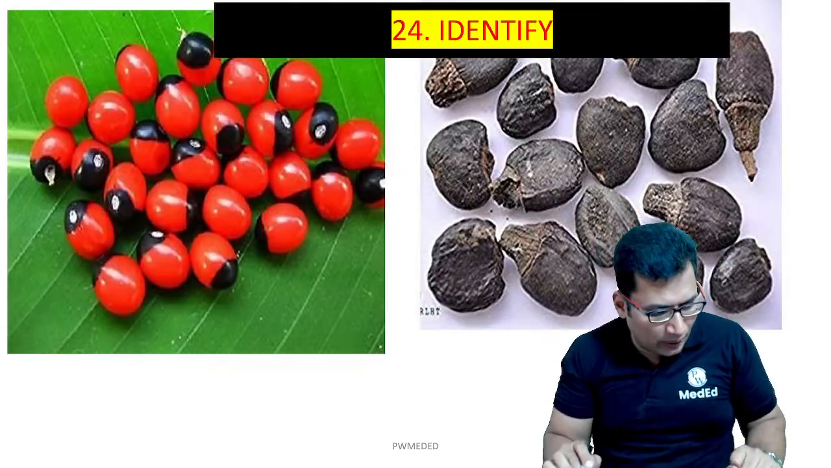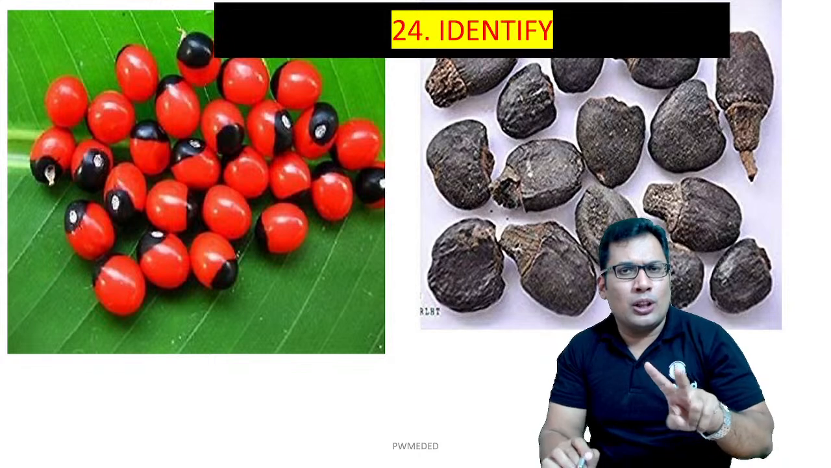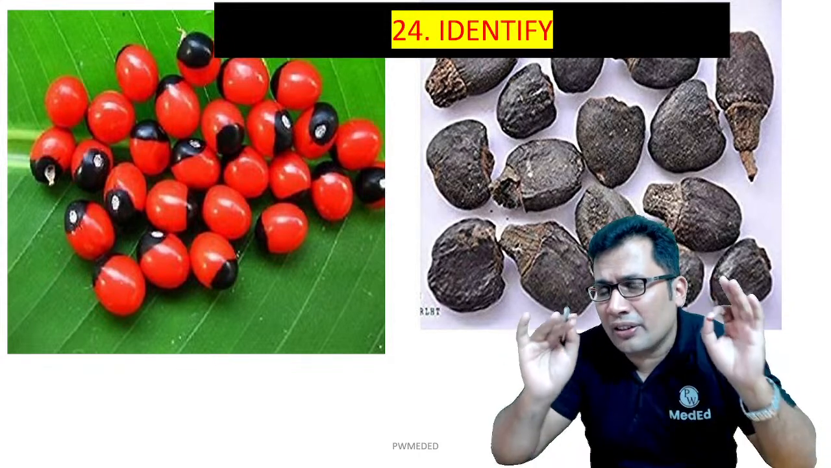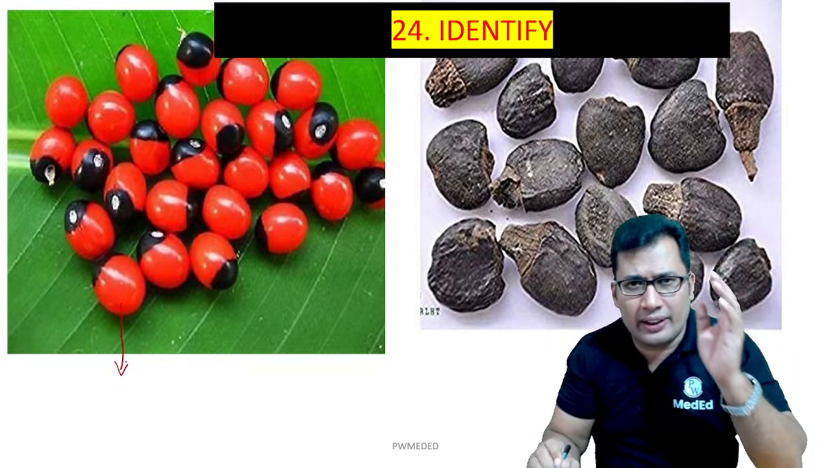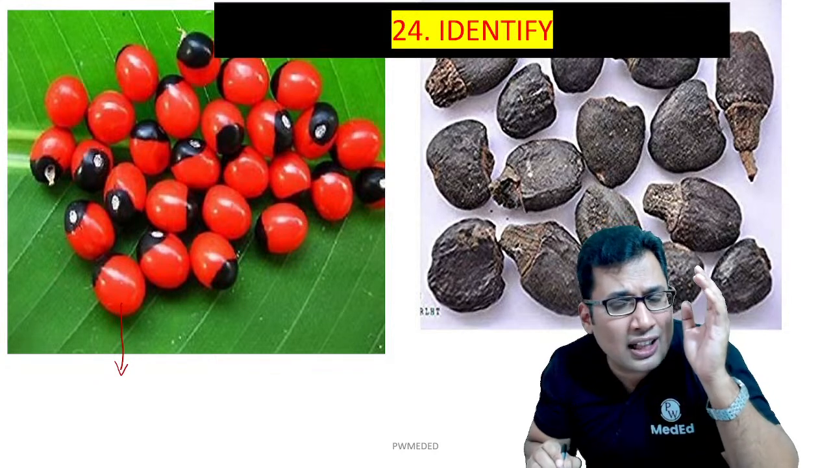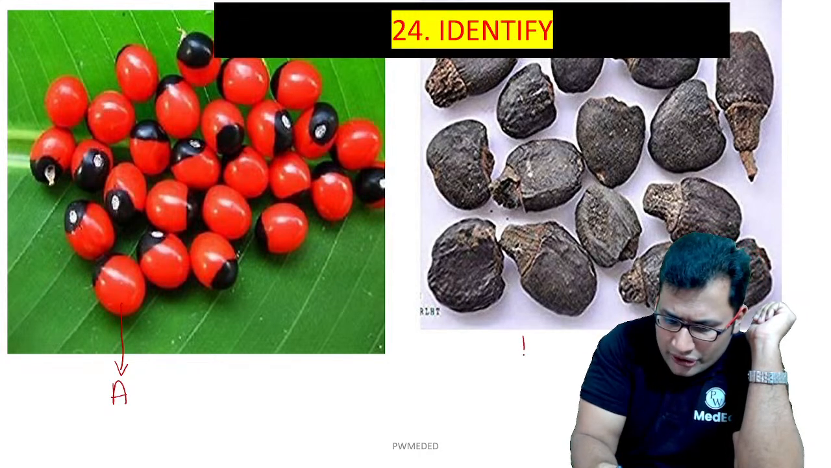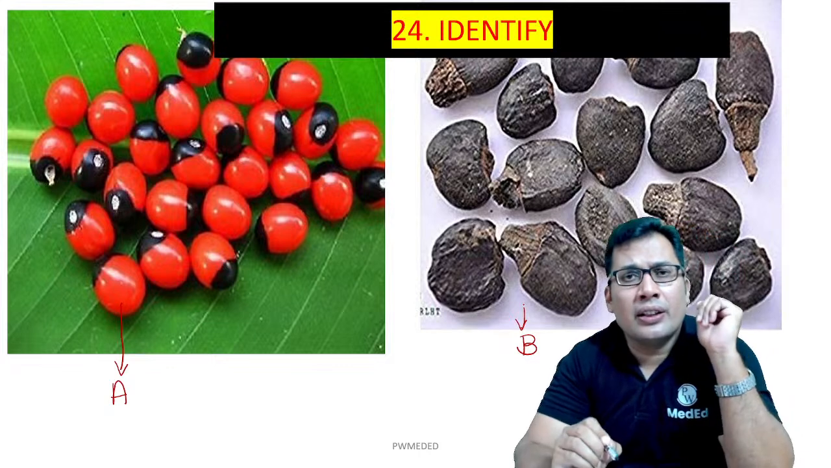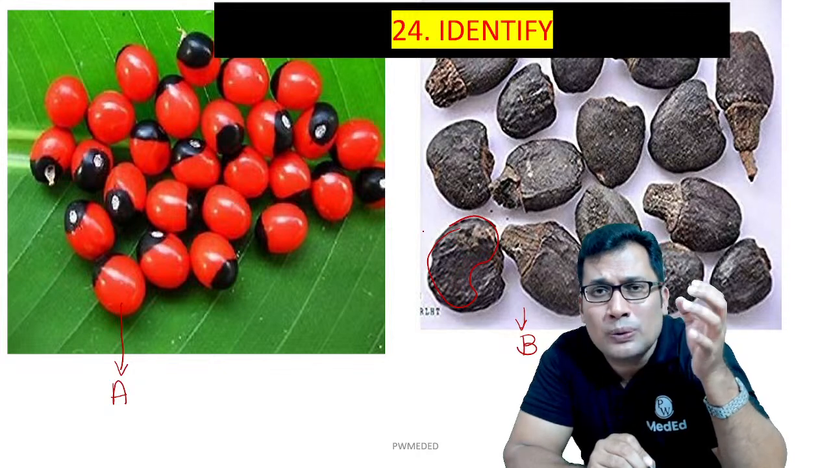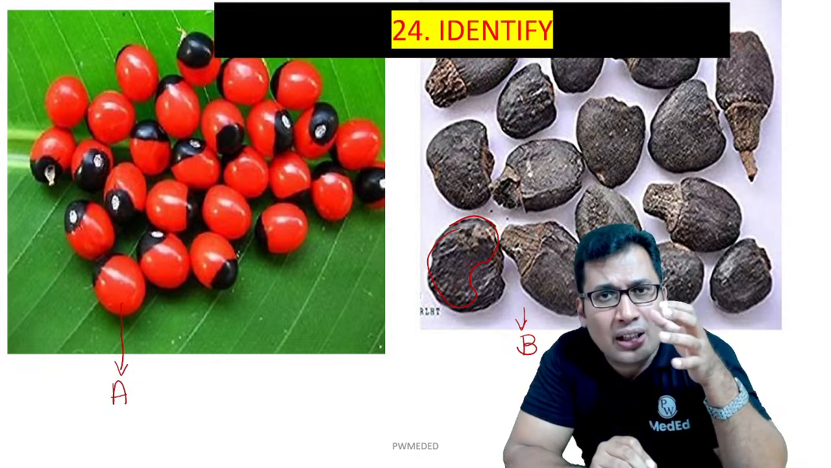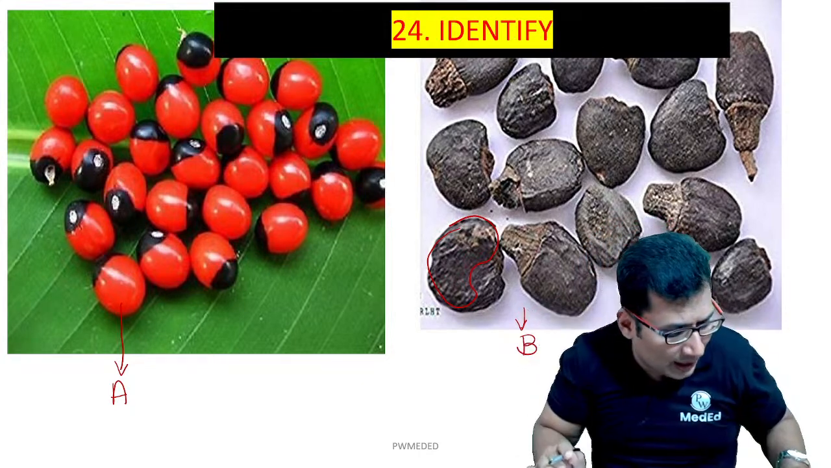Now look at this question number 24. There are 2 seeds given to you. Both are very commonly asked in toxicology. The 1 seed that is black and red color is used as a cattle poison. What is that? A and B. And the B, they are heart-shaped seeds, and these heart-shaped seeds are used by laundry persons to put marks on the cloth. Both are organic irritant. Both are poisonous. What are these seeds known as?